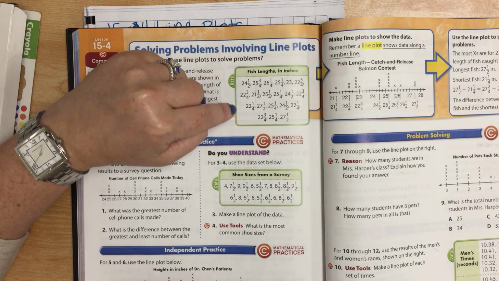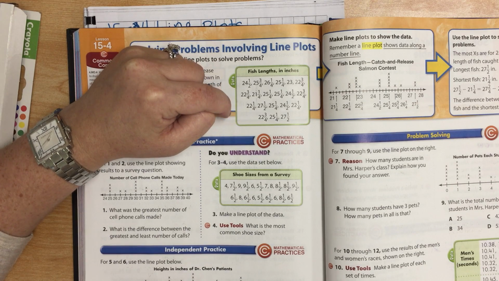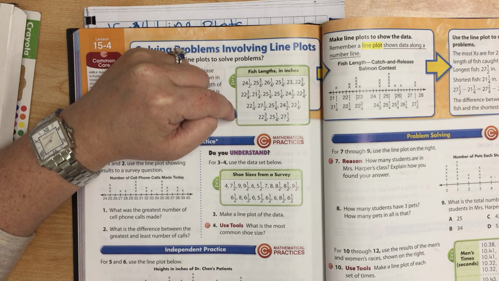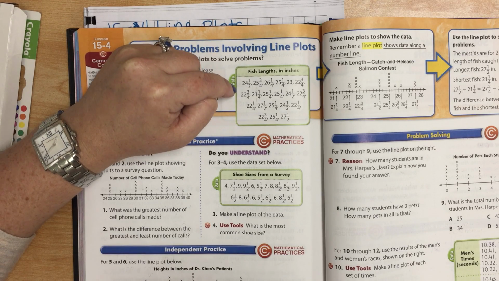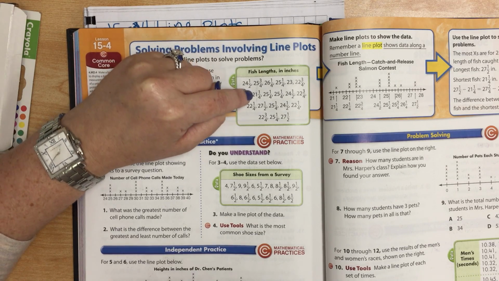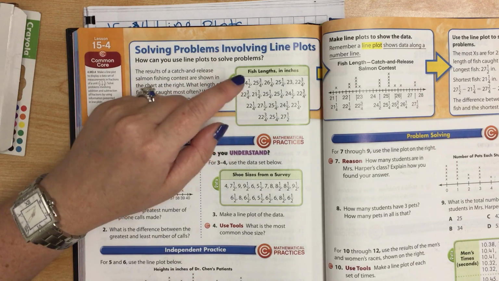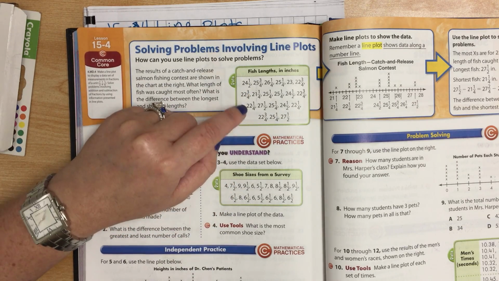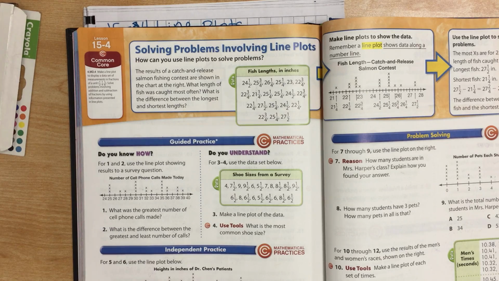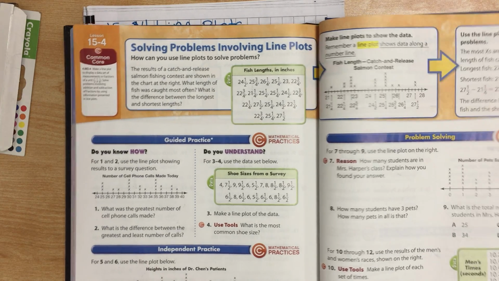I see a lot of 22s. I don't see any 21s though. Is there one I'm missing? Yeah, 21 and 1/4. So I will start at 21. And what's the biggest number? 27 and a half. So I'll make it end at 28.